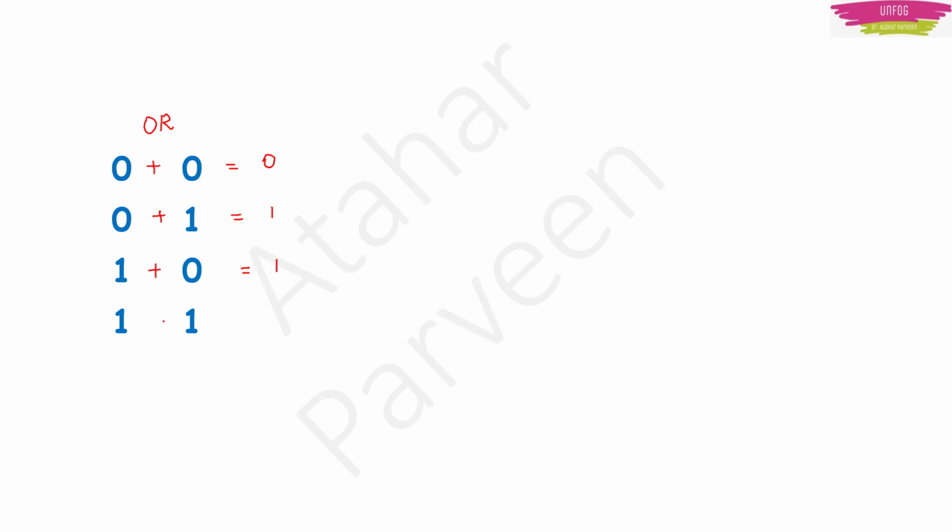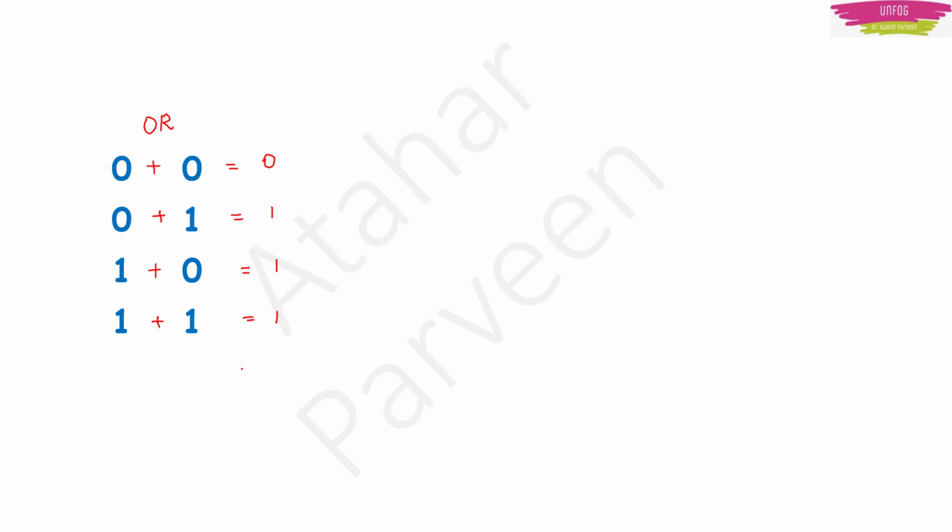And if both inputs are in the high state, or if both inputs are 1, then here in Boolean algebra, 1 plus 1 is not going to be 2 because we don't have that number here. We have only two binary digits, that is 0 and 1. So the high state, 1 plus 1, will give you the high state, which is 1. So this is about your OR operation.